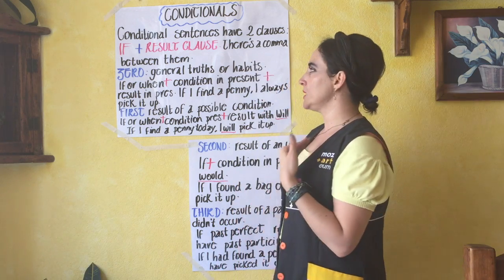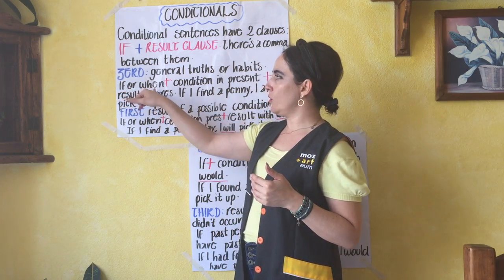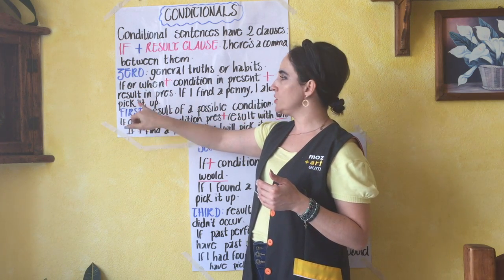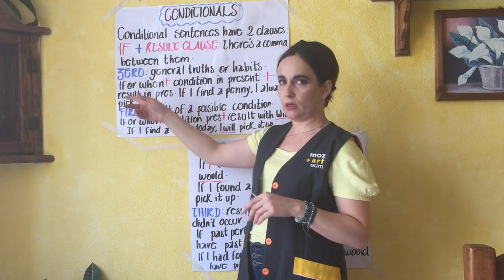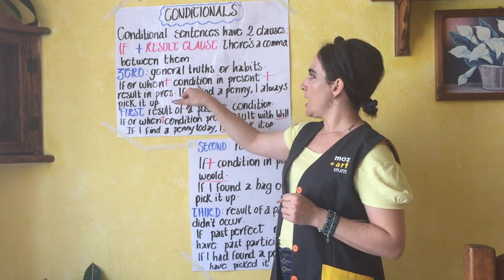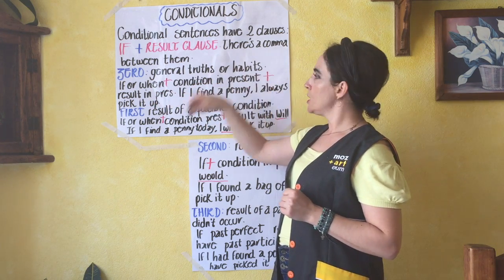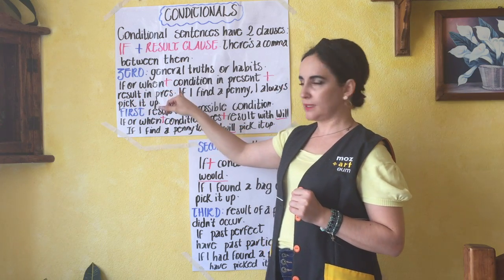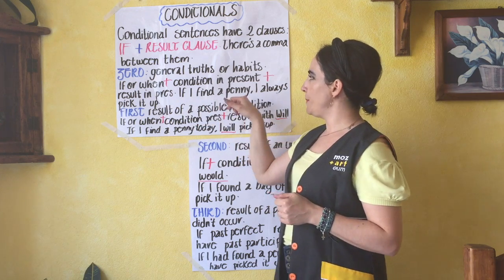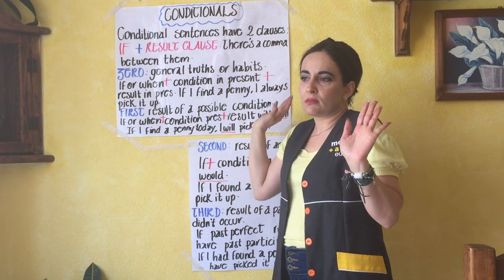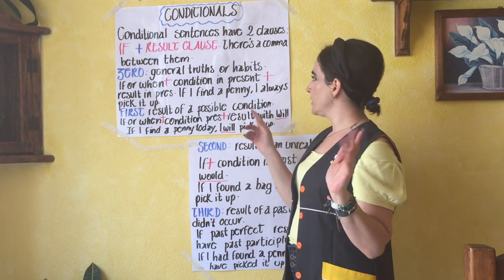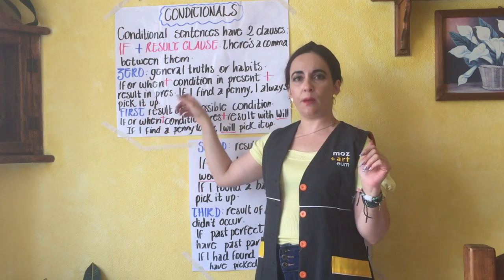The zero conditional is formed with the word if or when. Only in the first two cases, the zero and the first conditional, you can use either if or when, okay? It's formed with if or when plus a condition in present plus a result in present. So here's an example. If I find a penny, has it happened yet? No. But if I find a penny, I always pick it up.